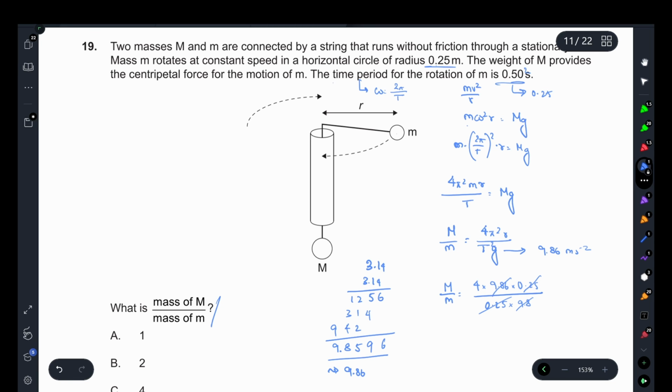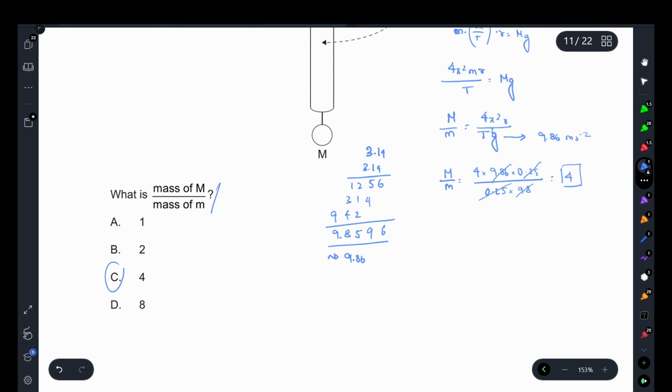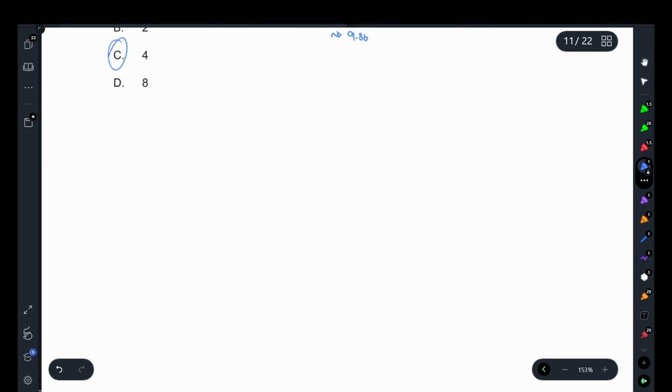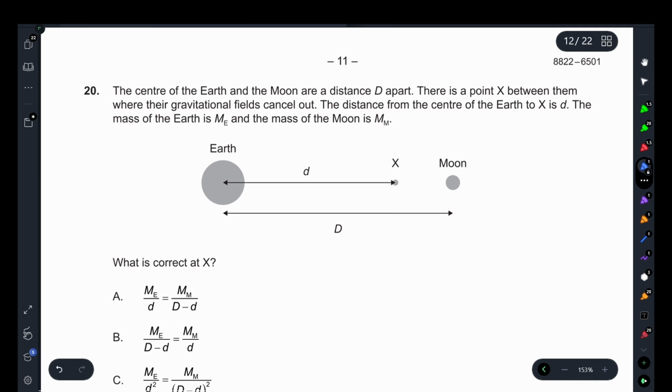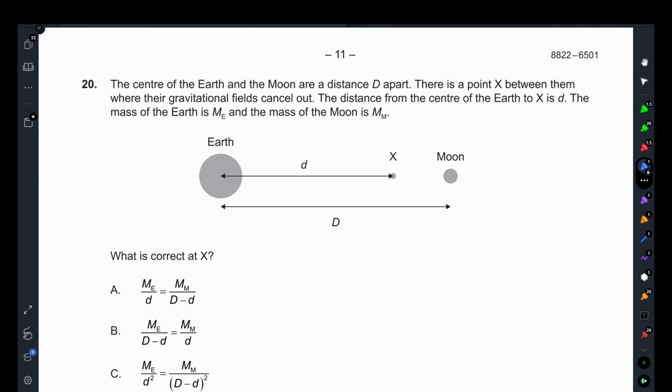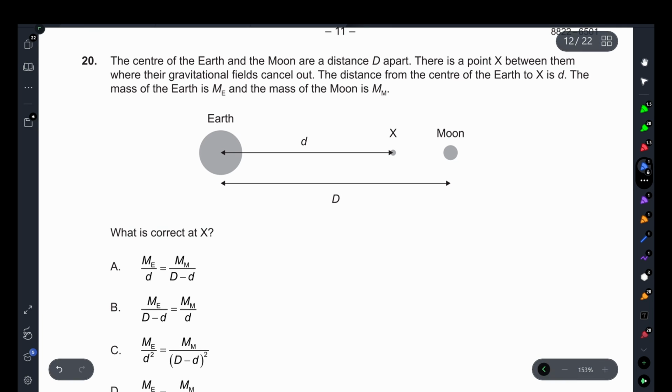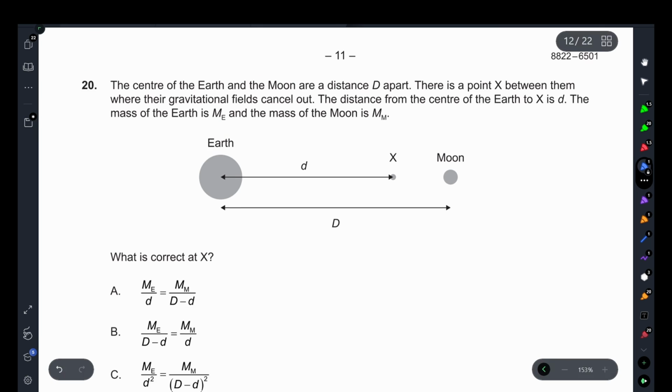0.25 times 9.8. Let's cancel these out, and this gives you a final value of 4. Question number 19, option C. Now you guys may have noticed that I'm solving this in the actual exam pattern. I haven't solved this paper before, and I'm solving it without any calculator, without any solutions by my side. I am solving this as I would in the exam paper, just a little bit more detailed and a little bit slower so that everybody understands.